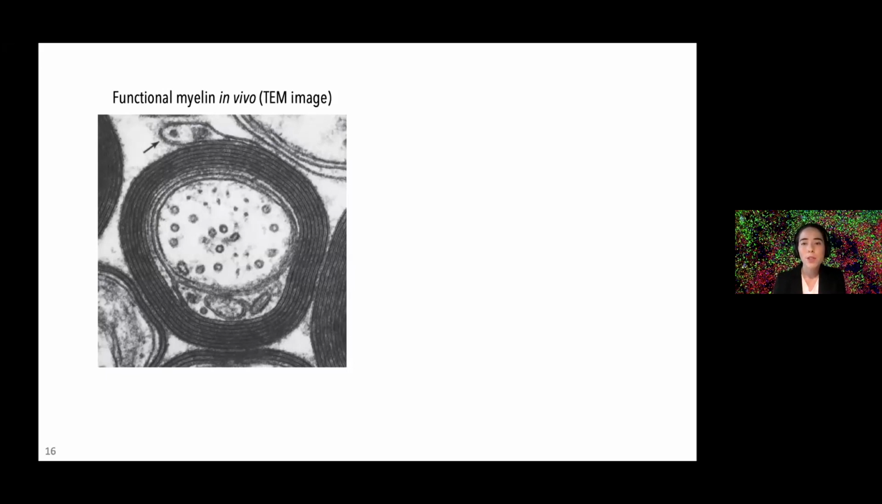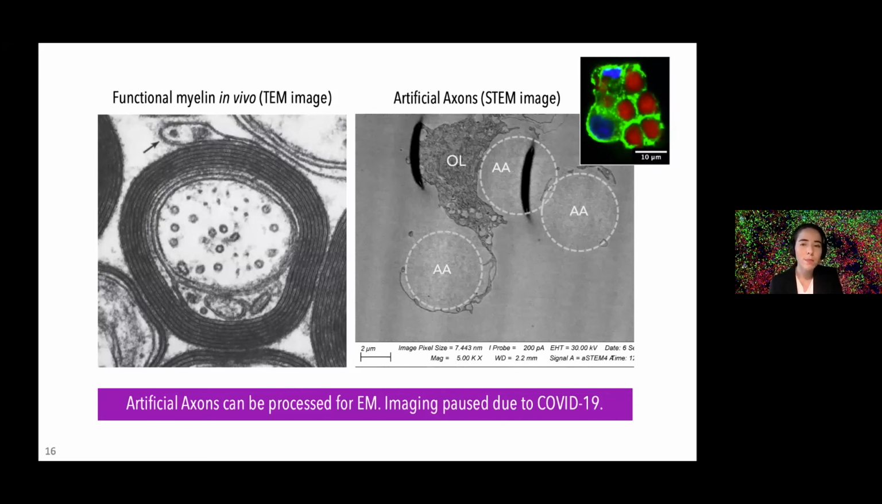So we have so far demonstrated that our samples can be processed by standard methods used for scanning and transmission electron microscopy. Imaging, unfortunately, has been paused due to COVID-19, but thus far we have at least a few images where we can see evidence of artificial axon wrapping, which is reminiscent of our typical observations from confocal microscopy, which is what you see here. But it still remains to be determined whether we have this type of compact myelin in our system. And this is basically the standard in the field to determine whether myelin is functional or not.